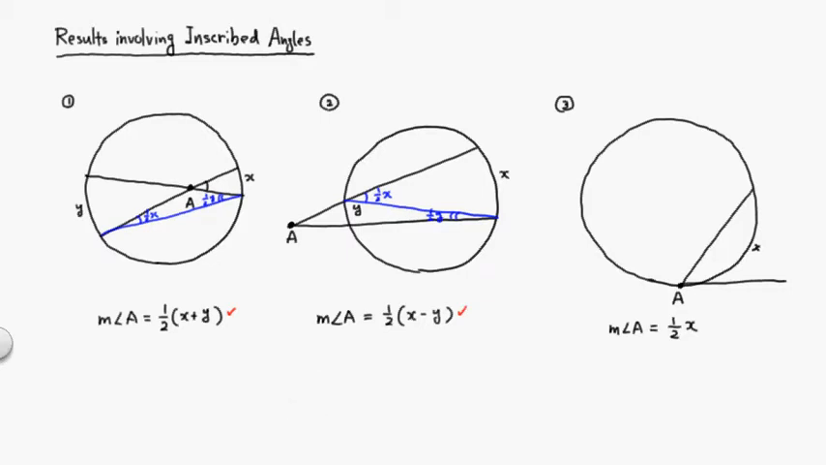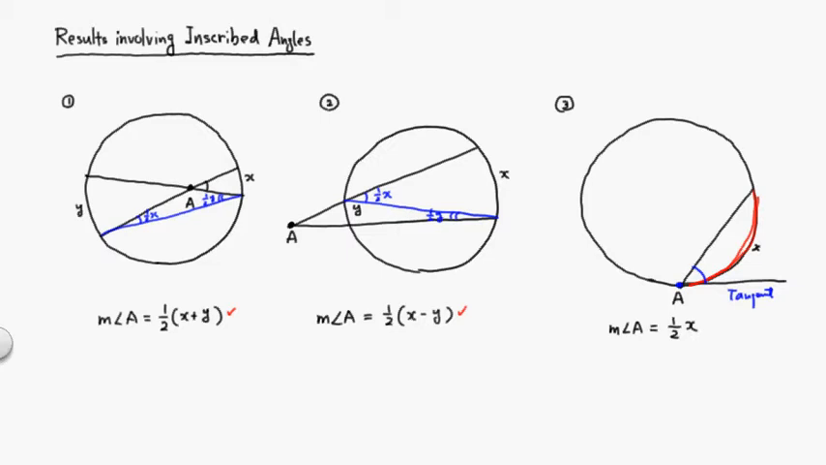Alright, so third one, you have a tangent. This guy is a tangent here, and this is the point of contact. If the measure of this arc right here is x, then the measure of the angle A, which is this guy, is equal to 1/2 of that. So let's see if we can prove it.